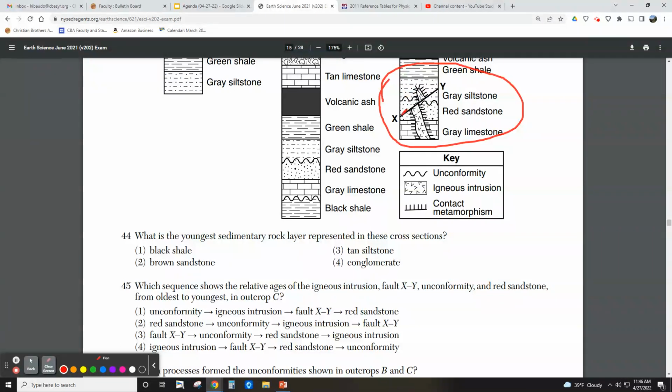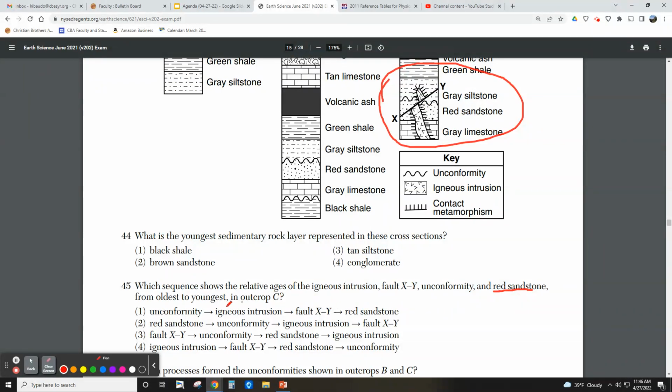Now, one thing you definitely want to look for is what's on the bottom, right? The bottom thing is always going to be the oldest. Out of all of these things that are listed, the red sandstone is at the very bottom of everything. It's below everything. The intrusion is coming through all that, but it's happening later on. So the sandstone had to be there before the intrusion could cut through it. That's why you see this contact metamorphism happening here. So sandstone is definitely first.